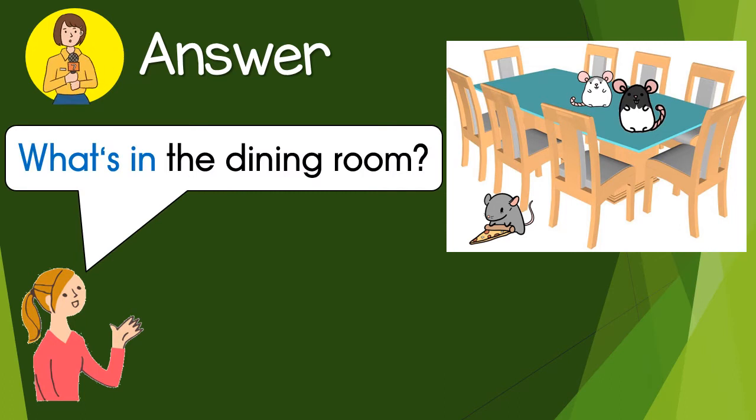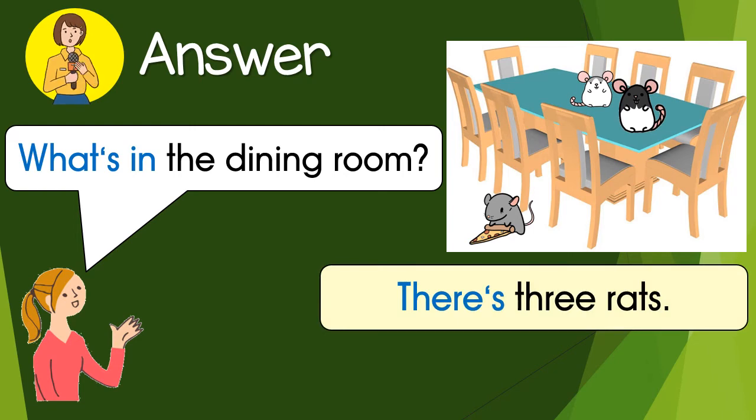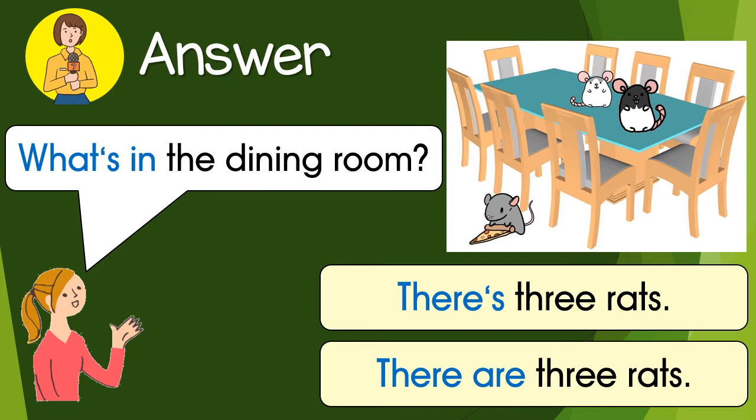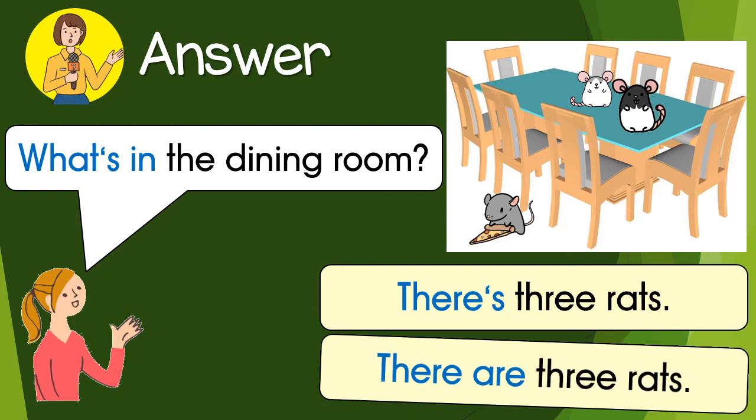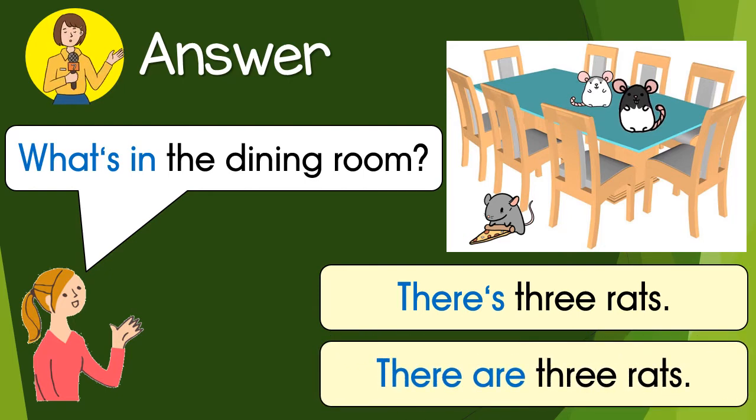What's in the dining room? Apa di dalam ruang makan? Count the rats. 1, 2, 3. 3 rats. There's 3 rats. There are 3 rats. The answer is there are 3 rats.